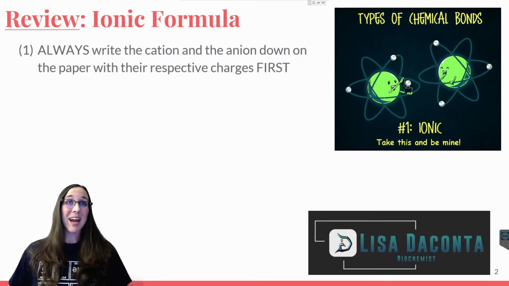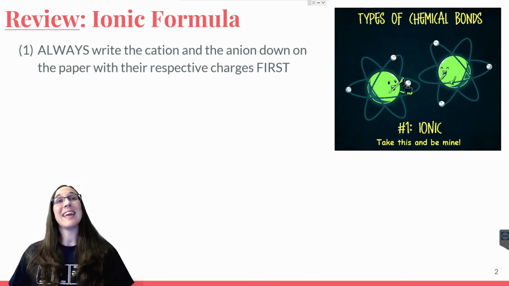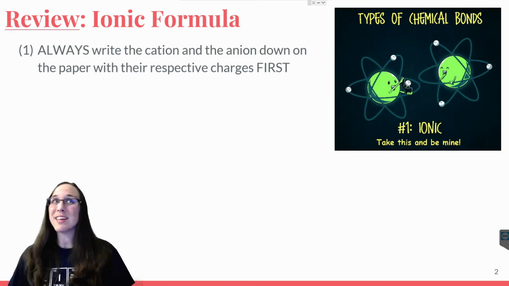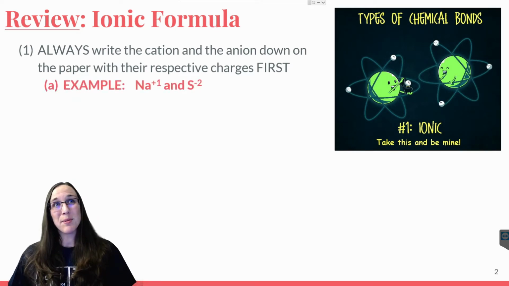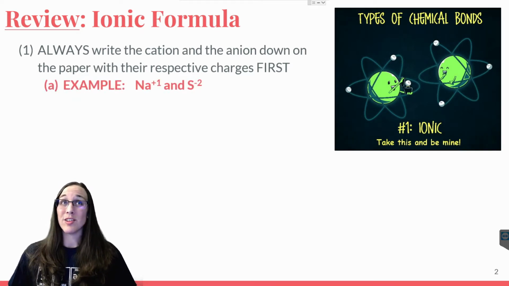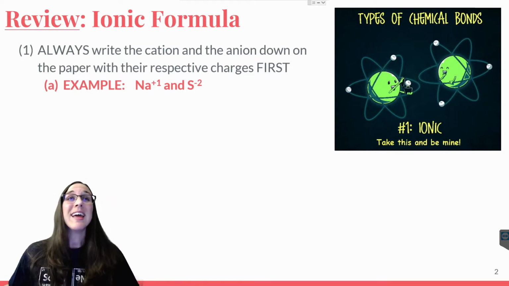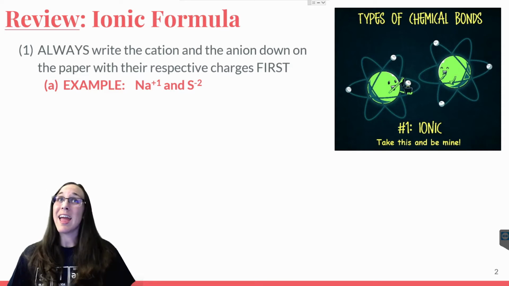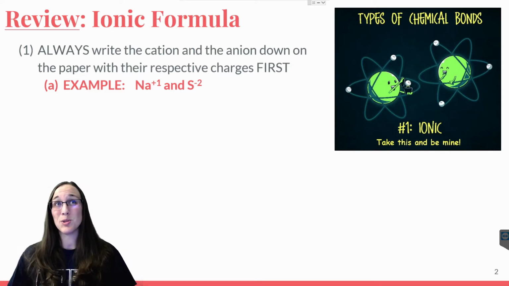Whenever you are writing out an ionic formula, you need to write the cation first and then the anion second. The cation with its charge in the upper right-hand corner and the anion with its respective charge in its upper right-hand corner. So for example, Na is your metal cation with the +1, and I got that from the periodic table. And sulfur is our non-metal anion with its -2 charge up in the upper right-hand corner as a superscript.